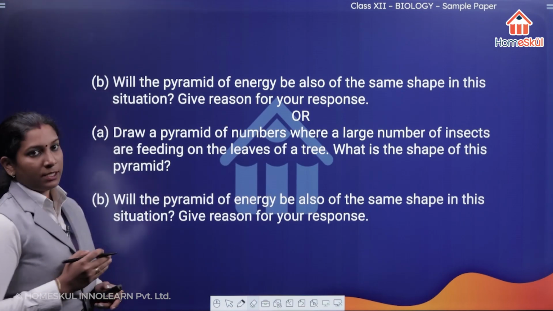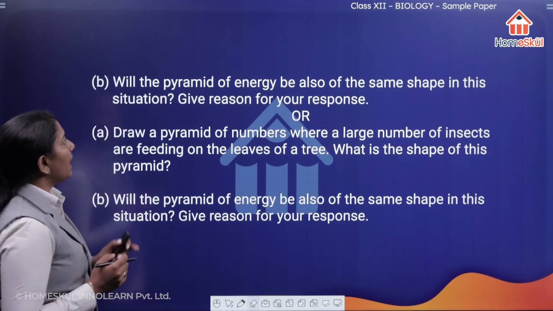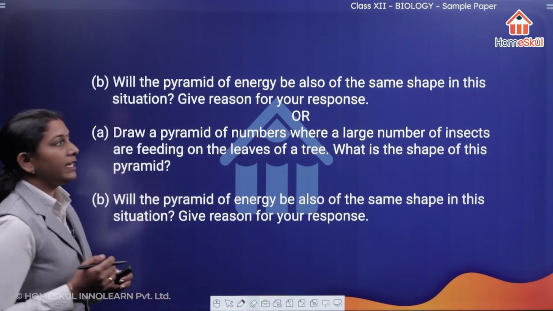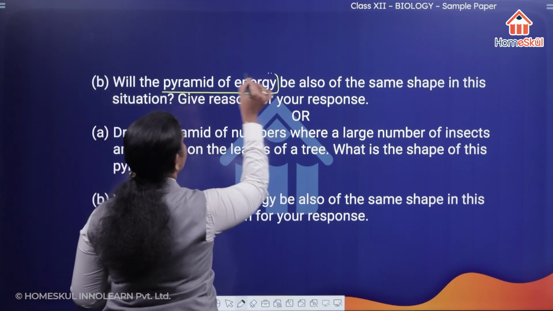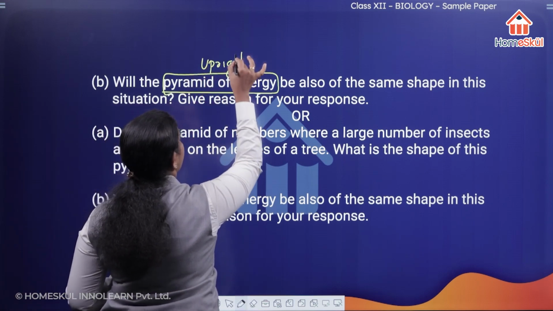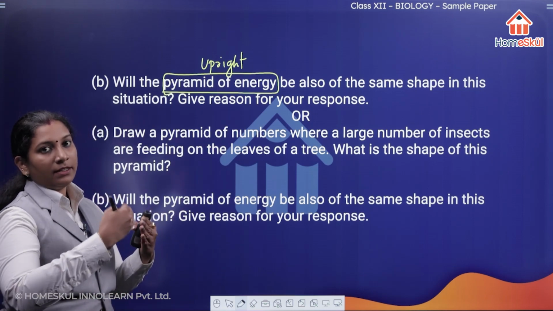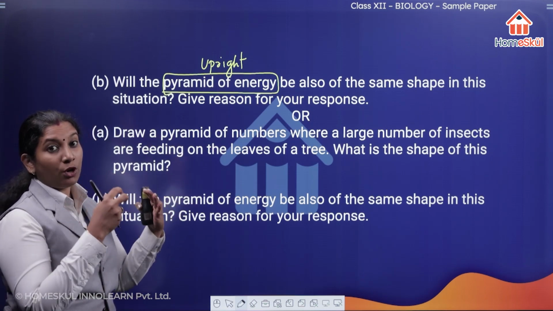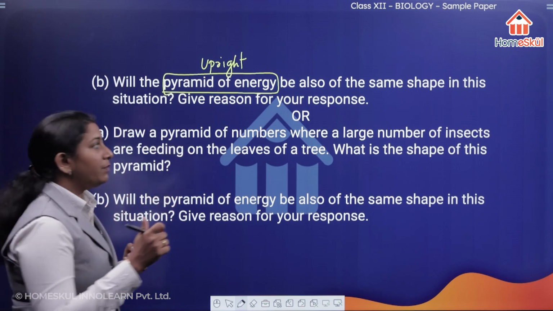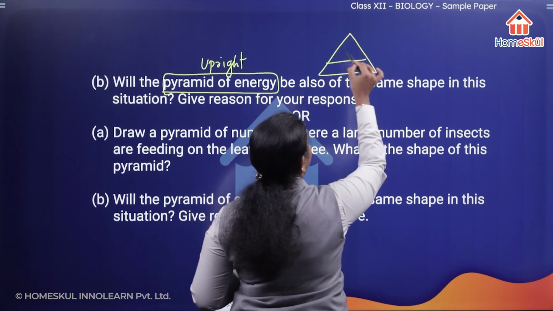Next, part B. Will the pyramid of energy also be of the same shape in this situation? Give reason for your response. No, obviously we know that the pyramid of energy is always in an upright condition, always in an upright fashion. The pyramid of energy will always be in an upright position.